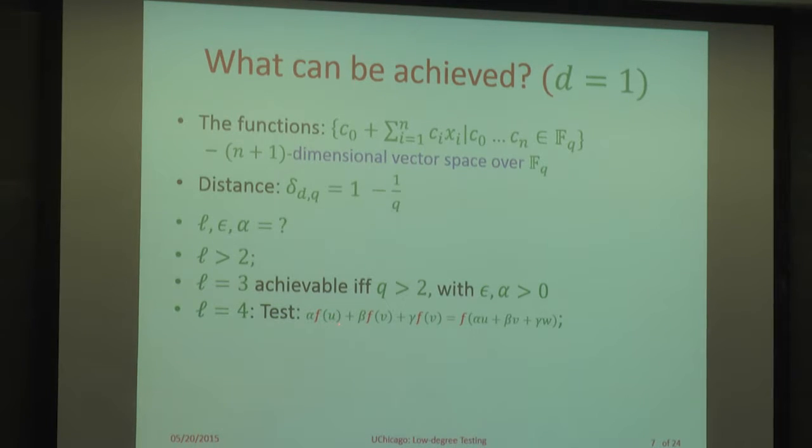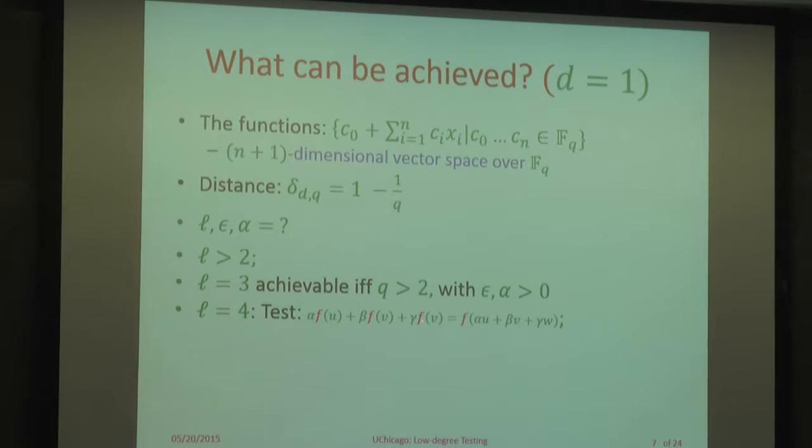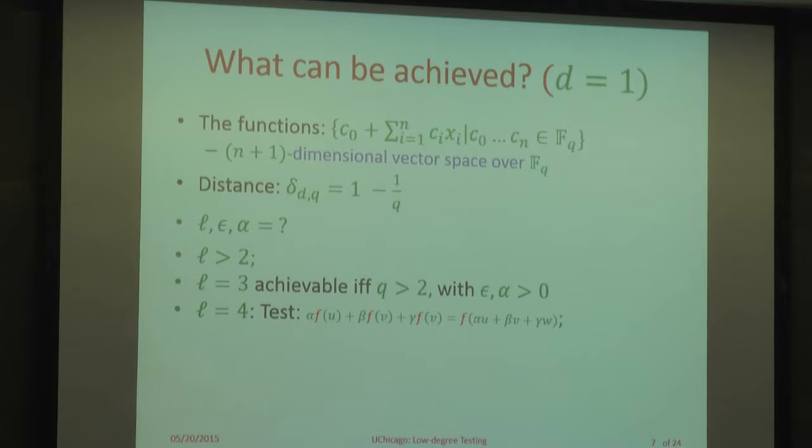I am going to look at 4 values of the function: the value of the function at u, at v, at w, and then the value of the function at alpha u plus beta v plus gamma w, where alpha, beta and gamma are just non-zero values from the field. So, I will pick u, v and w and look at the value of the function at these 4 places, and alpha, beta and gamma non-zero, I will pick them at random.